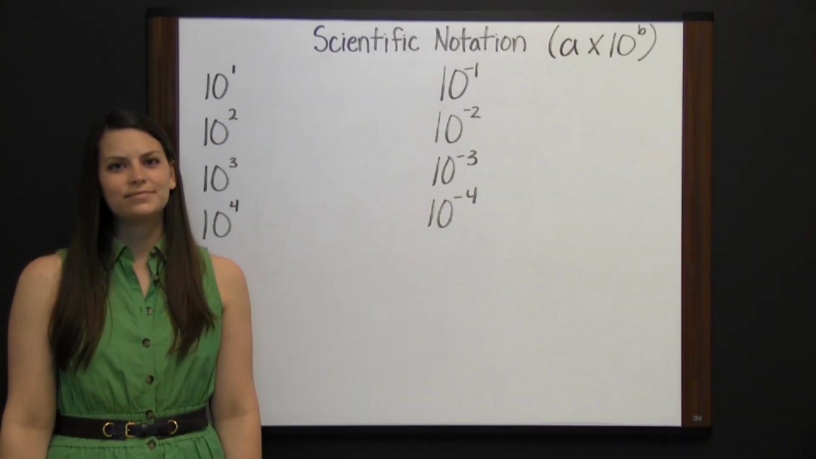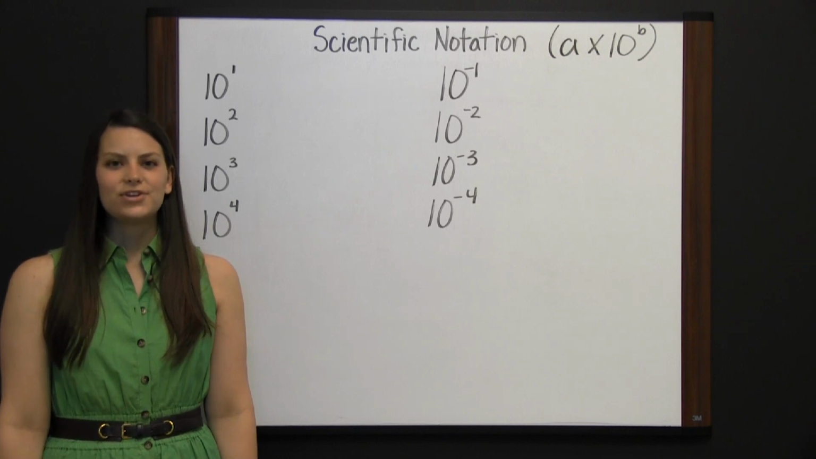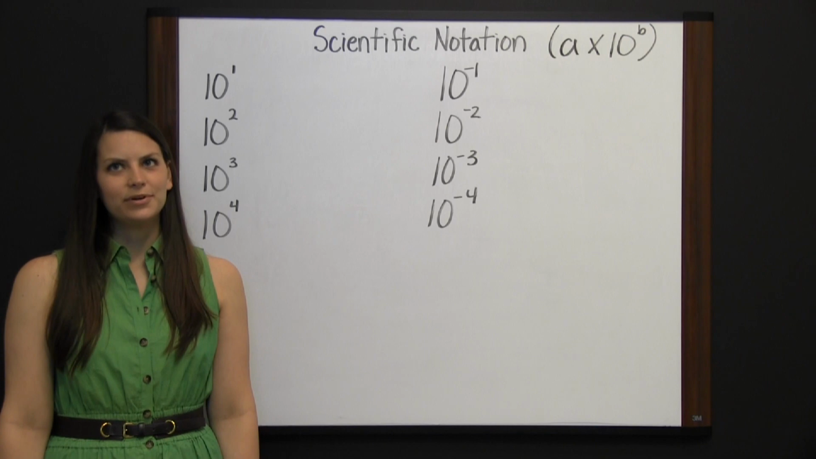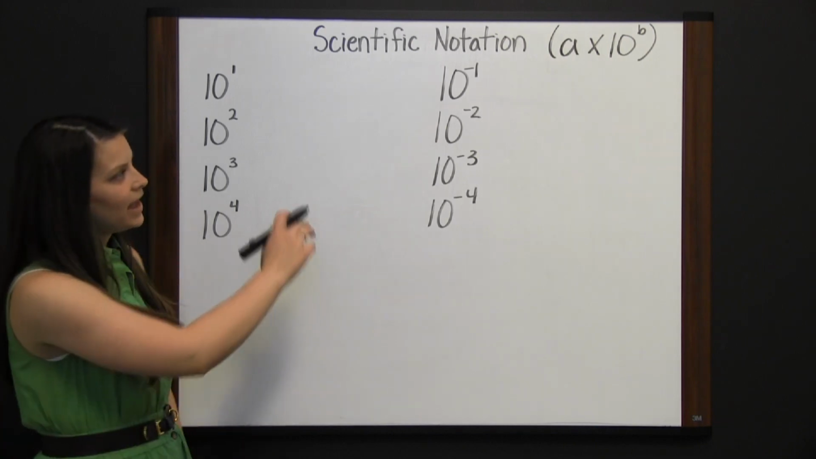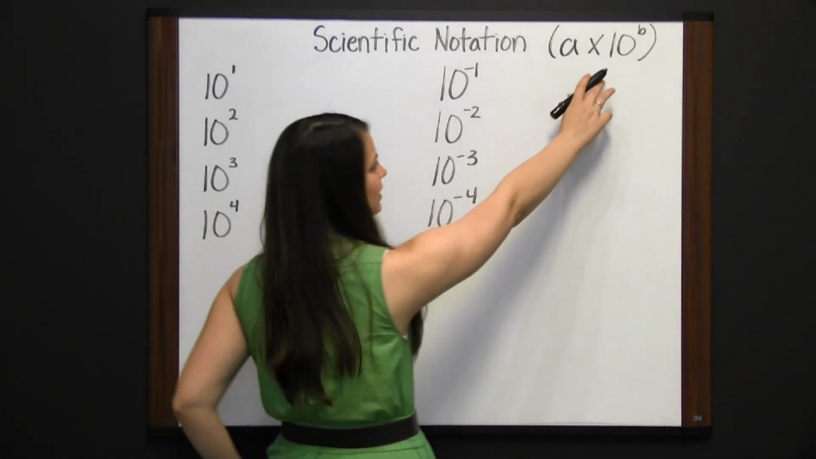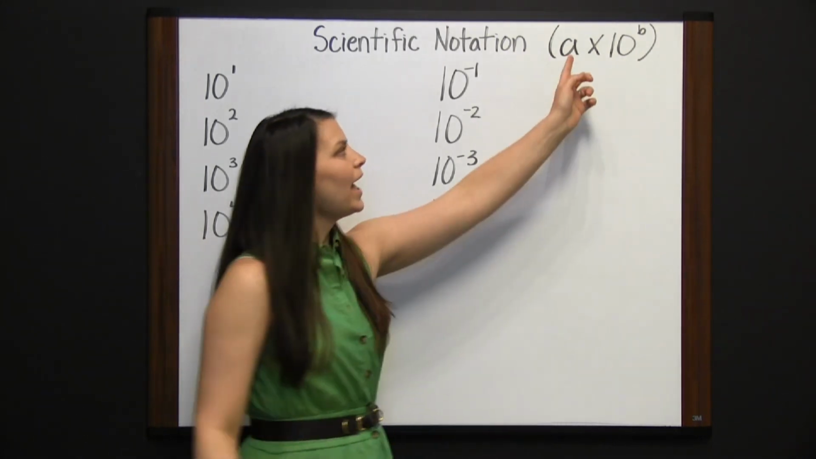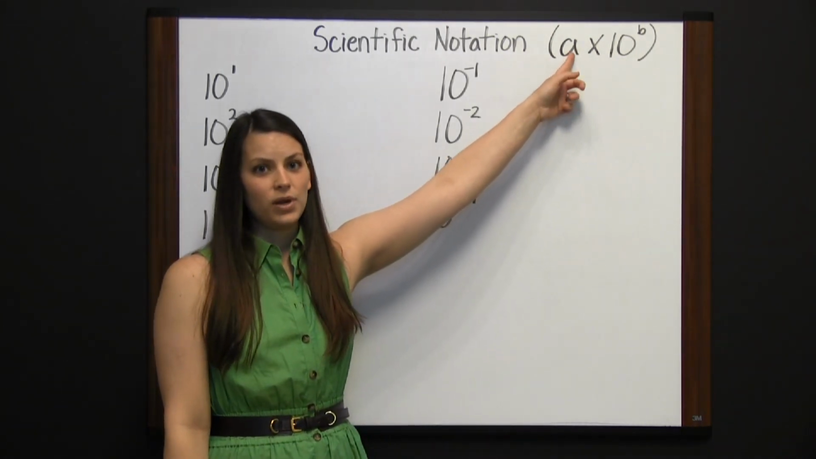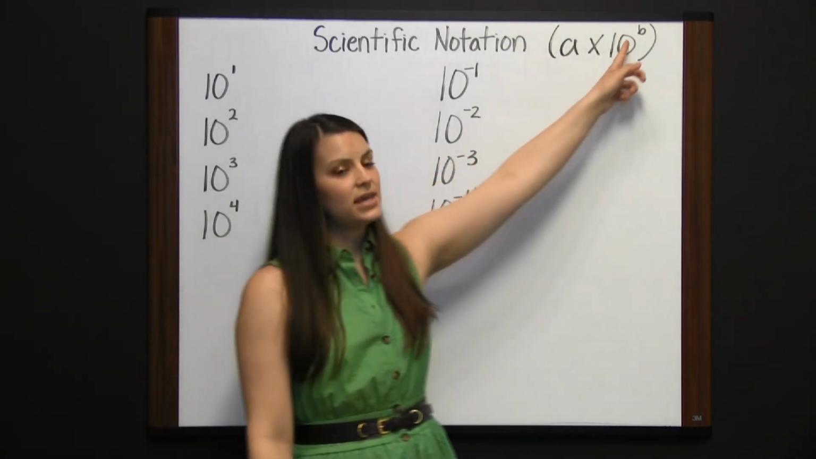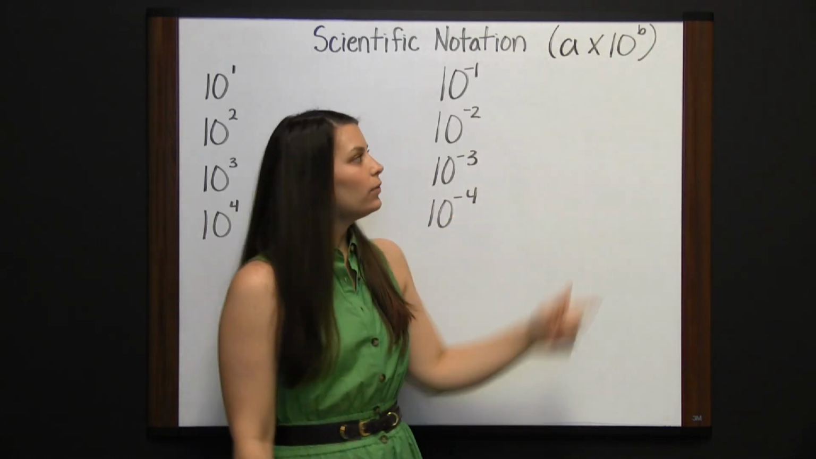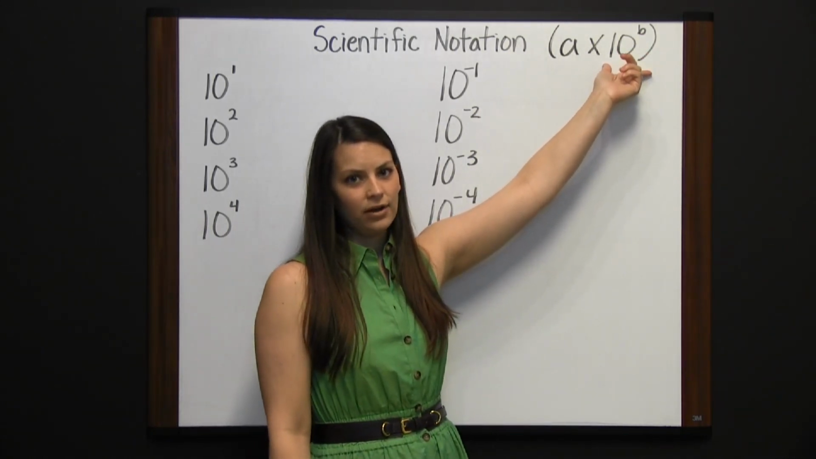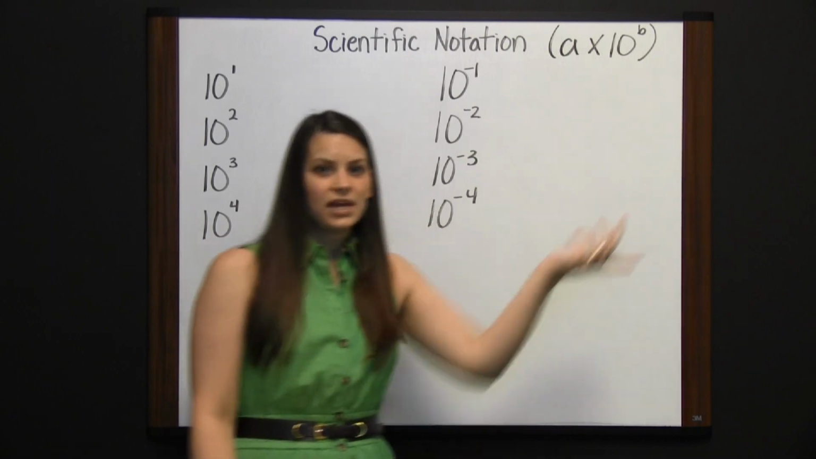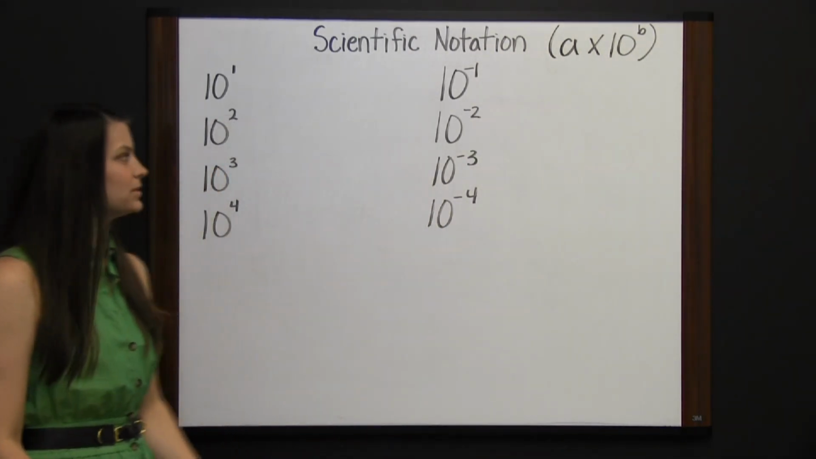Scientific notation. Scientific notation is a way to express very large or very small numbers in the form a times 10 to the b, where a is a number between 1 and 10, and b is an integer. We're going to focus on this last part, 10 to the b, or 10 raised to an integer, first.